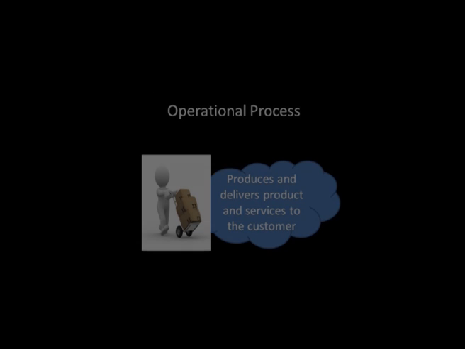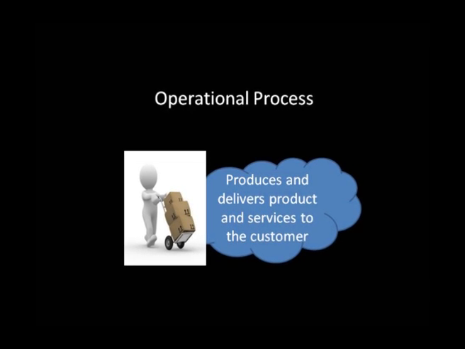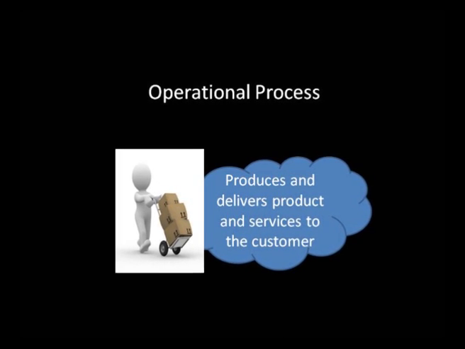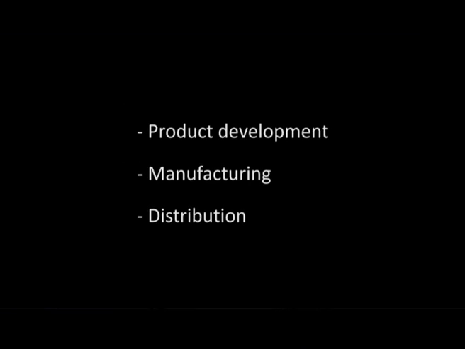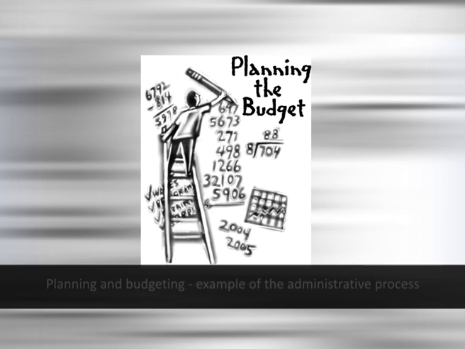The process that creates, produces and delivers products and services to the customer is called operational process, while the process that is not involved in production of output but yet necessitates the running of business falls under administrative process. Product development, manufacturing and distribution are examples of operational process. Similarly, planning and budgeting are examples of the administrative process.